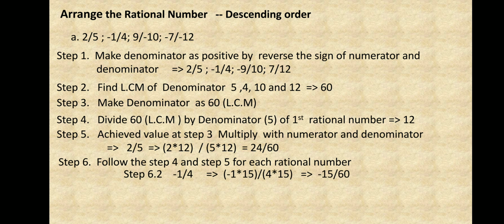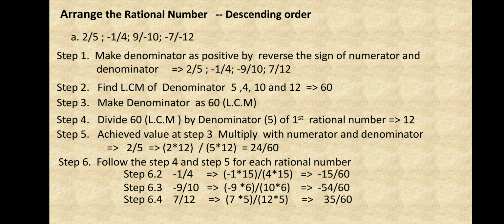Steps 4 and 5 will be followed for each of the other rational numbers too. So at step 6.2 you have minus 1 by 4, in which minus 1 will be multiplied by 15, whereas 4 will also be multiplied by 15. So what do you get? You get minus 15 by 60. At step 6.3 you have minus 9 by 10, in which minus 9 will be multiplied by 6, whereas 10 will also be multiplied by 6. So what do you get? You get minus 54 by 60. And in step 6.4 you have 7 by 12, in which 7 will be multiplied by 5 and 12 will also be multiplied by 5. So what do you get? You get 35 by 60.